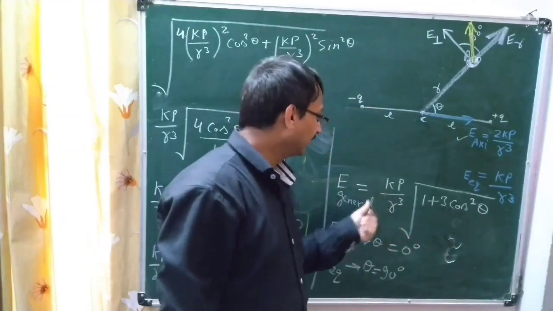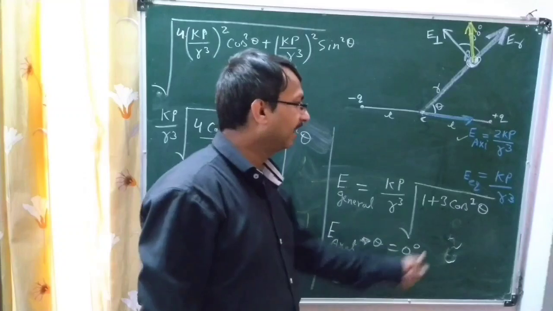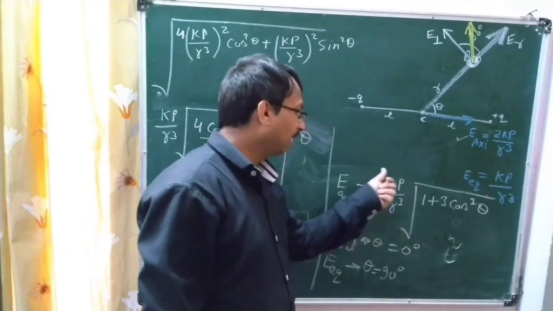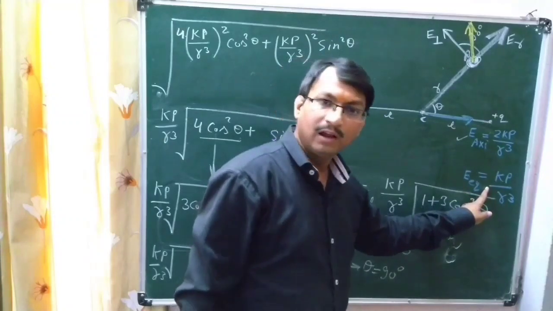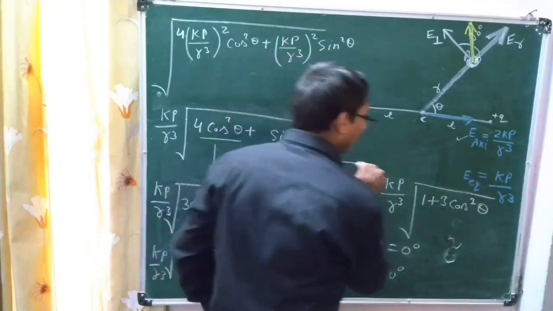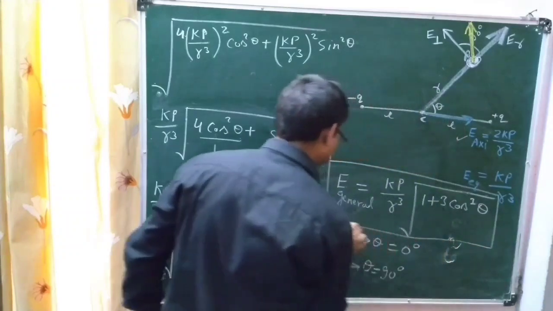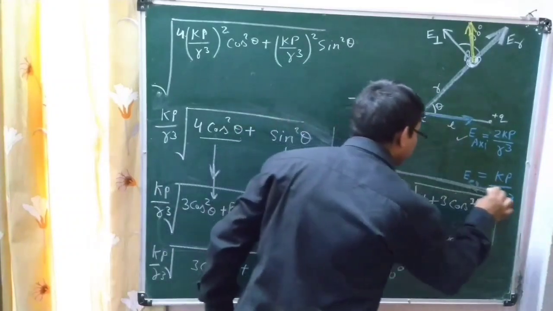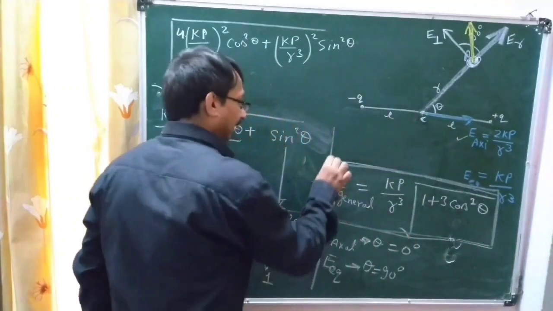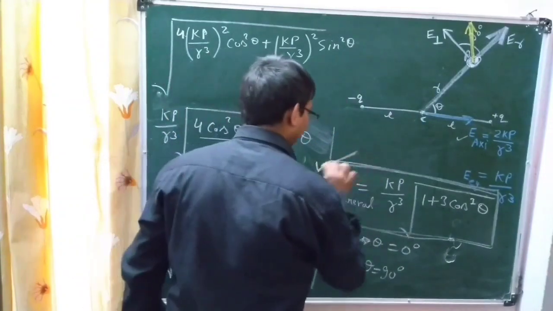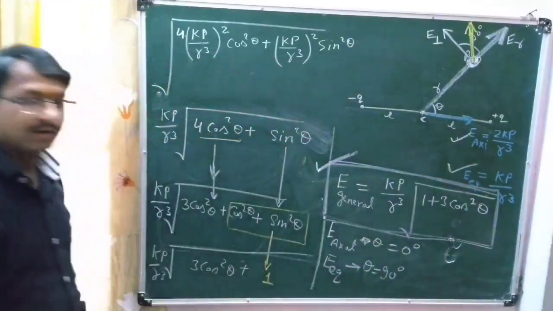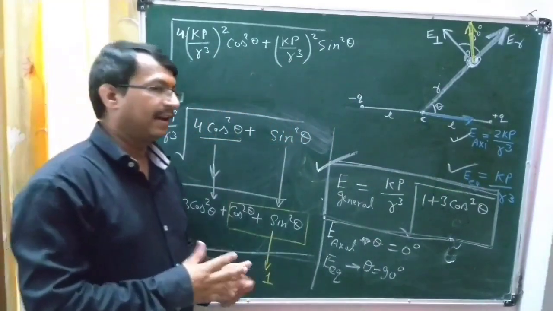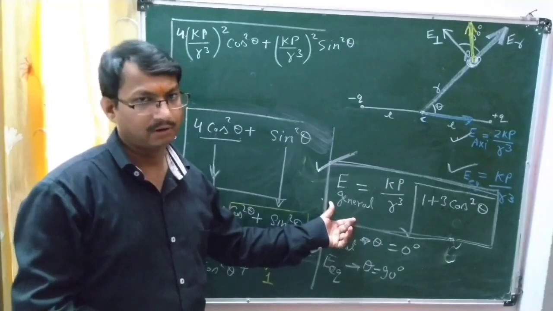So it gives the result at the equatorial point on putting theta equal to 90 degrees: Kp upon r cube, under root 1. This is equivalent to Kp upon r cube. So this is the formula for electric field intensity at any general point due to an electric dipole. Remember this formula also, along with these two formulas. This is a very short derivation of this formula.